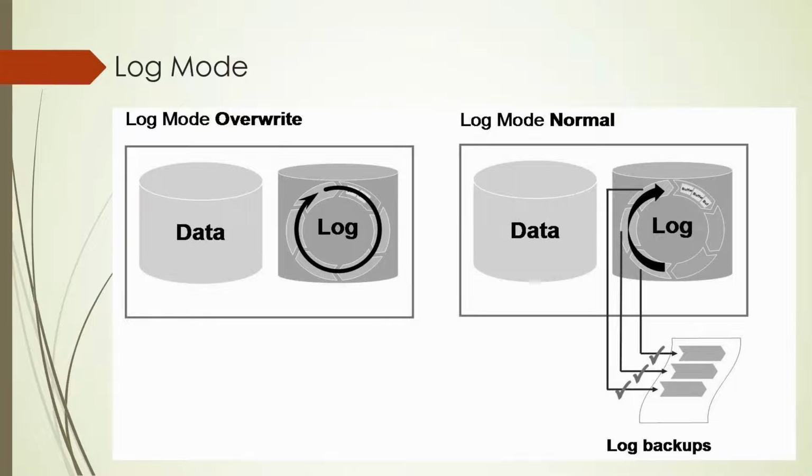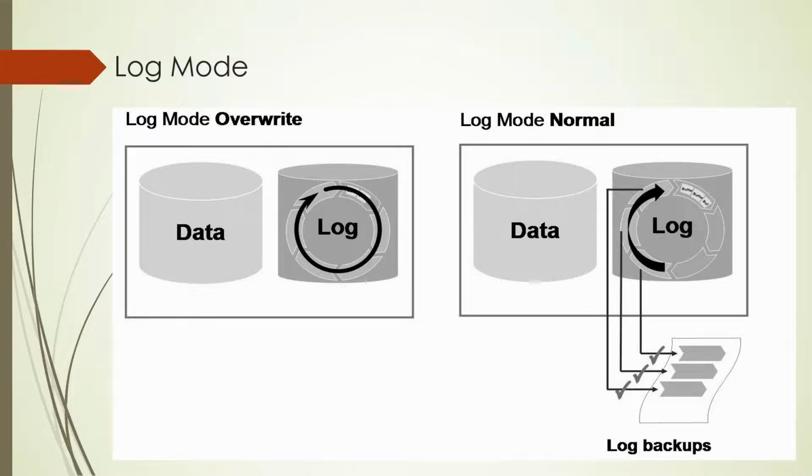In the interview questions, what are the log modes in the HANA database? You can say that log mode is overwrite and normal. What is the difference between overwrite and normal log modes, and which one is the default mode? The default mode is normal. During the installation, the normal mode is configured automatically, and the log backup is automatic every 15 minutes. So that is the default configuration.